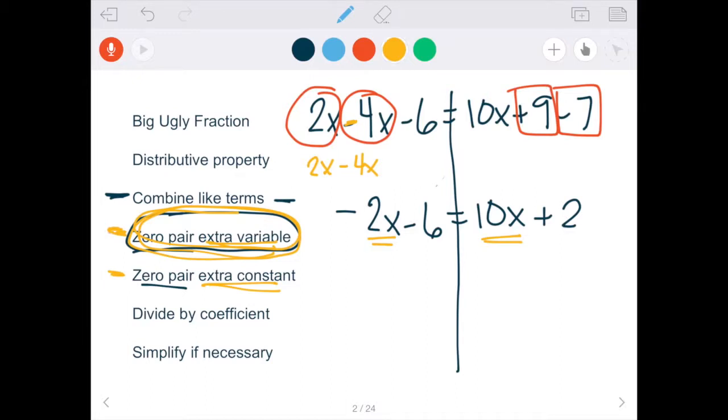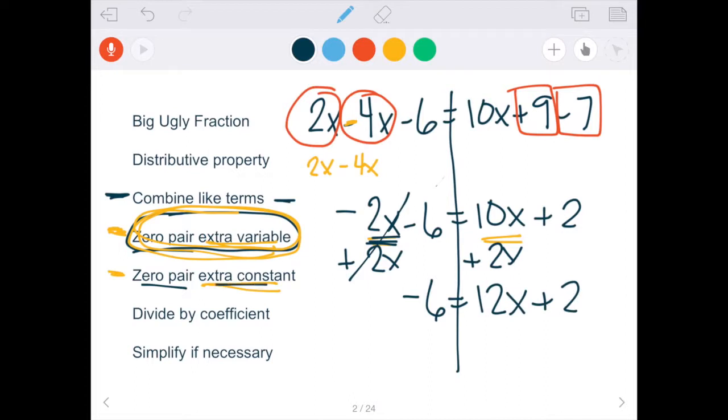So we want to make sure you're in the habit right now. So I always like to zero pair the smaller variable. -2 is smaller than 10. So I would zero pair that. This turns into 12x. And then we can go to our extra constant, which is right here, okay? You really have to be careful that you take care of that extra variable first. I think that's pretty much all of the steps.